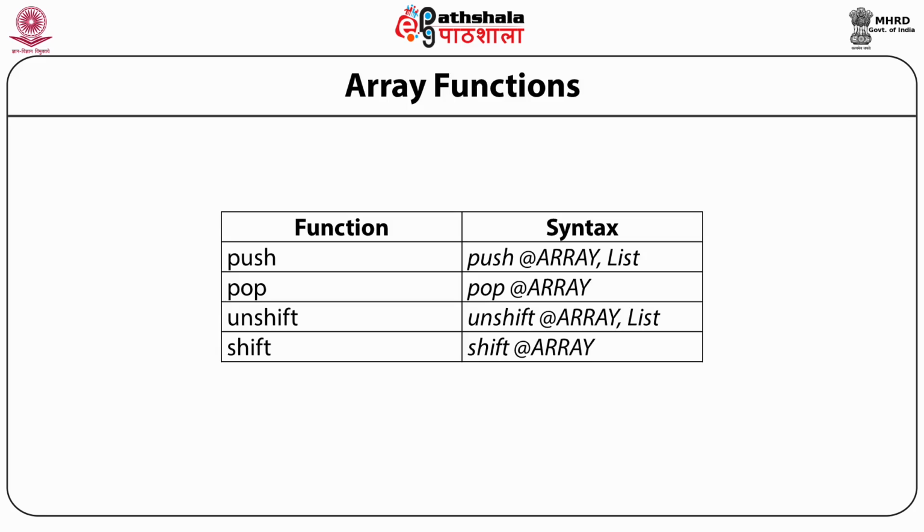Third function is shift. Shift function shifts the first value of the array off and returns it, and it shortens the array by 1 and moves everything down. Syntax is shift @array. To prepend the list in front of the array, we use unshift function. It returns the number of elements in the new array, whose syntax is unshift @array, list. Here, list is the element which is to be added in the array.